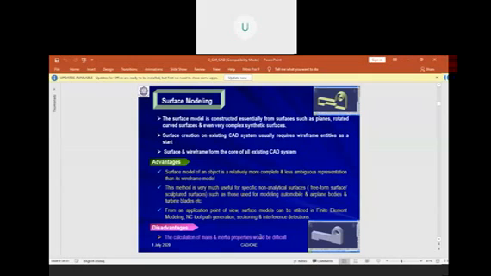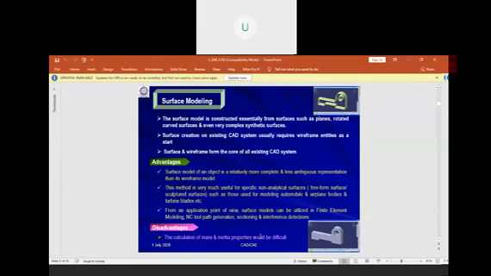But both surface modeling and wireframe modeling are the core for any solid modeling tools or software, because in order to develop the solid model, the starting point is your wireframe model or surface model. So what are the advantages of surface modeling? A surface model of an object is a relatively more complete and less ambiguous representation than the wireframe model. This method is very useful for non-analytical surfaces, that is free-form or sculptured surfaces, such as those used for modeling automobile or airplane bodies and turbine blades.